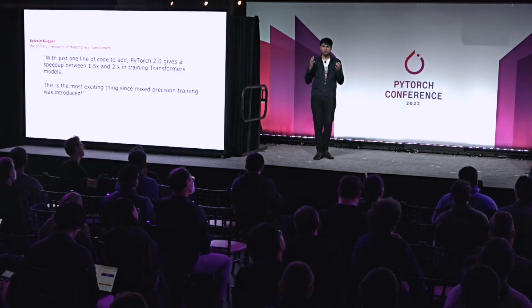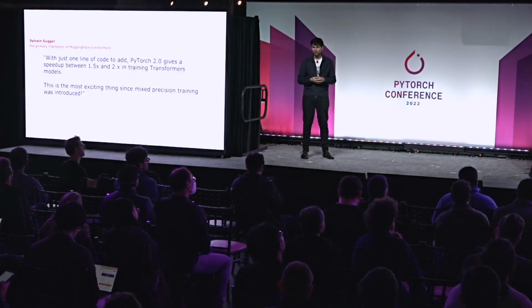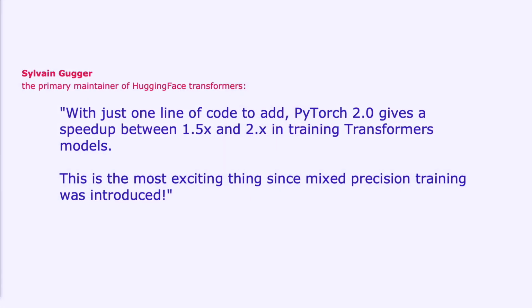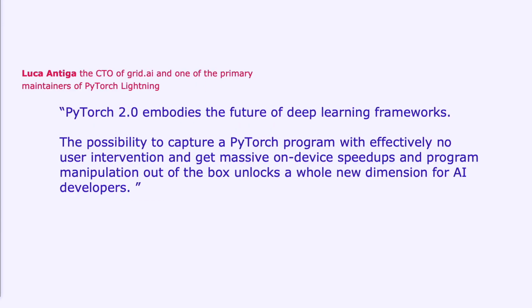We have some quotes from people who have tried this. First from Sylvain, who's a primary maintainer of Hugging Face Transformers, who tried it, and in his own words he said, hey, I added 1 line of code, and it's like 1.5x to 2x faster in the models I trained. And that's a good validation that it's not just us pretending to say that it works, and you have to believe in this room.